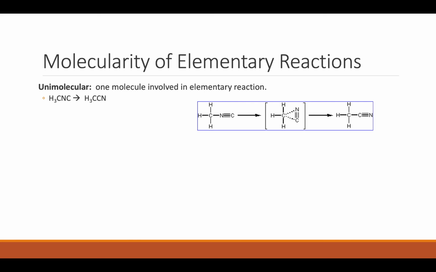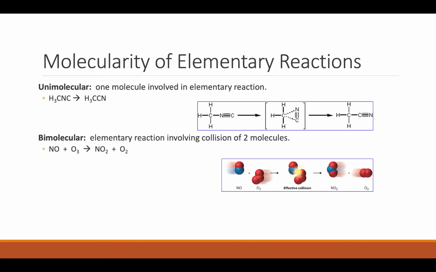Compare that to a bimolecular elementary reaction where you need two molecules to collide in order to produce a reaction. Here, NO and O3 need to collide. So now we're dealing with two molecules having to have the right amount of energy and the right orientation. So that's going to be a little harder than a unimolecular reaction.